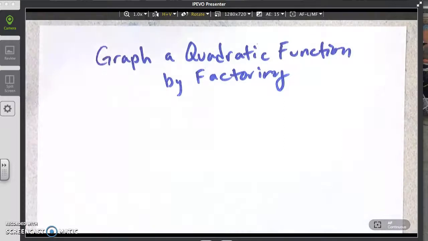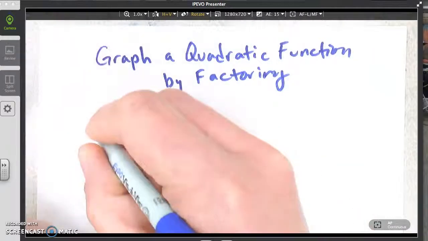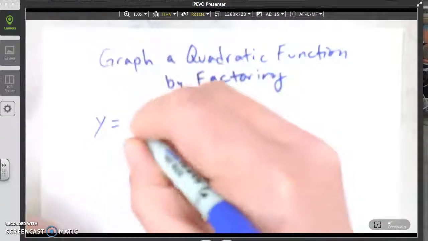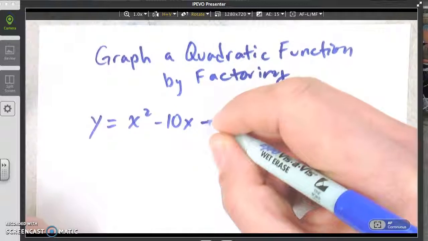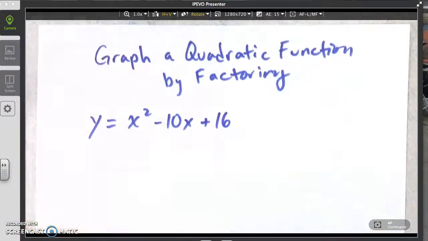This is the notes that you would have seen in class already, but in case you missed it or in case you needed it to review, that's what we're going to do. So I'll do an example very similar to what we did. In fact, we'll just go ahead and use the same problem that we did in class.